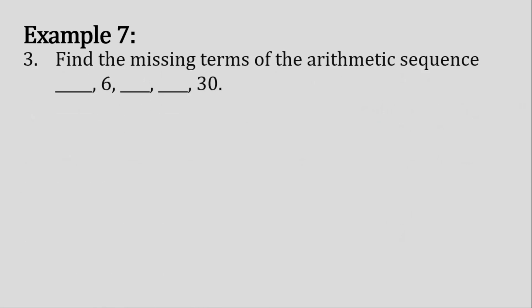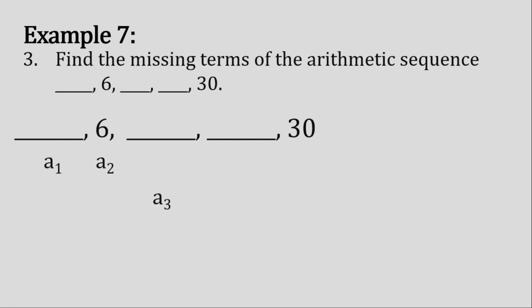Let's go to our third example. Find the missing terms of the arithmetic sequence blank, 6, blank, blank, and 30. So the sequence is already illustrated. All we need to do is to copy it and identify the first term, the second term, the third term, fourth term, and the fifth term. In this case, the lowest possible term we have is a sub 2 or 6. And our a sub n or the last term is a sub 5.